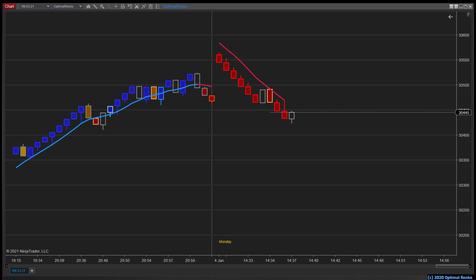Today we're going to be having a look at the first trading session of 2021. That's Monday the 4th of January. On screen we have a chart of mini Dow futures, the March contract, with Optimal Renko bars, Optimal Filter and Optimal Vision loaded with their default settings. And I'm using swing mode on Optimal Renko bars. Currently we're about 5 minutes into the session. As you can see, we gapped up at the session open.